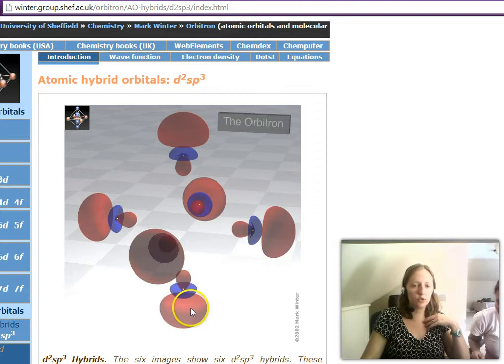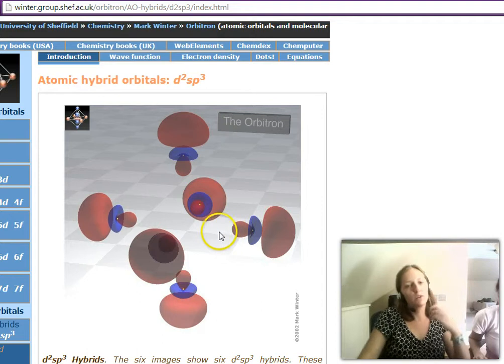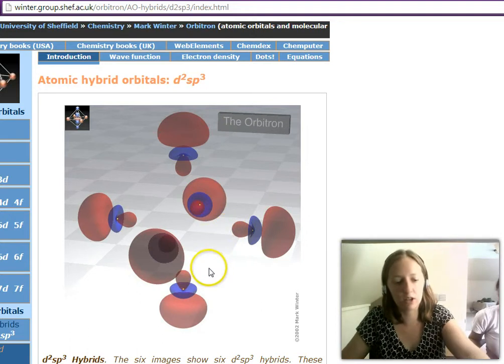With one up and down, and then four around the center like this. Again, they didn't smush them together because you wouldn't be able to see it. So there you are. That's what hybridized orbitals look like.